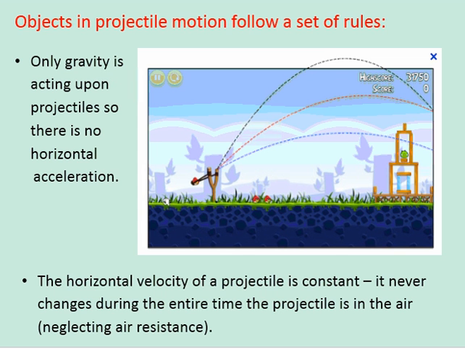As it's traveling through the air, you might think about air resistance affecting it, and it sure is in the real world, but because we're neglecting air resistance, that takes it out of the problem. So what that makes very easy to understand is that the horizontal velocity of the projectile is constant. It never changes during the entire time the projectile is in the air, because there's no acceleration in that direction in order to change its motion.